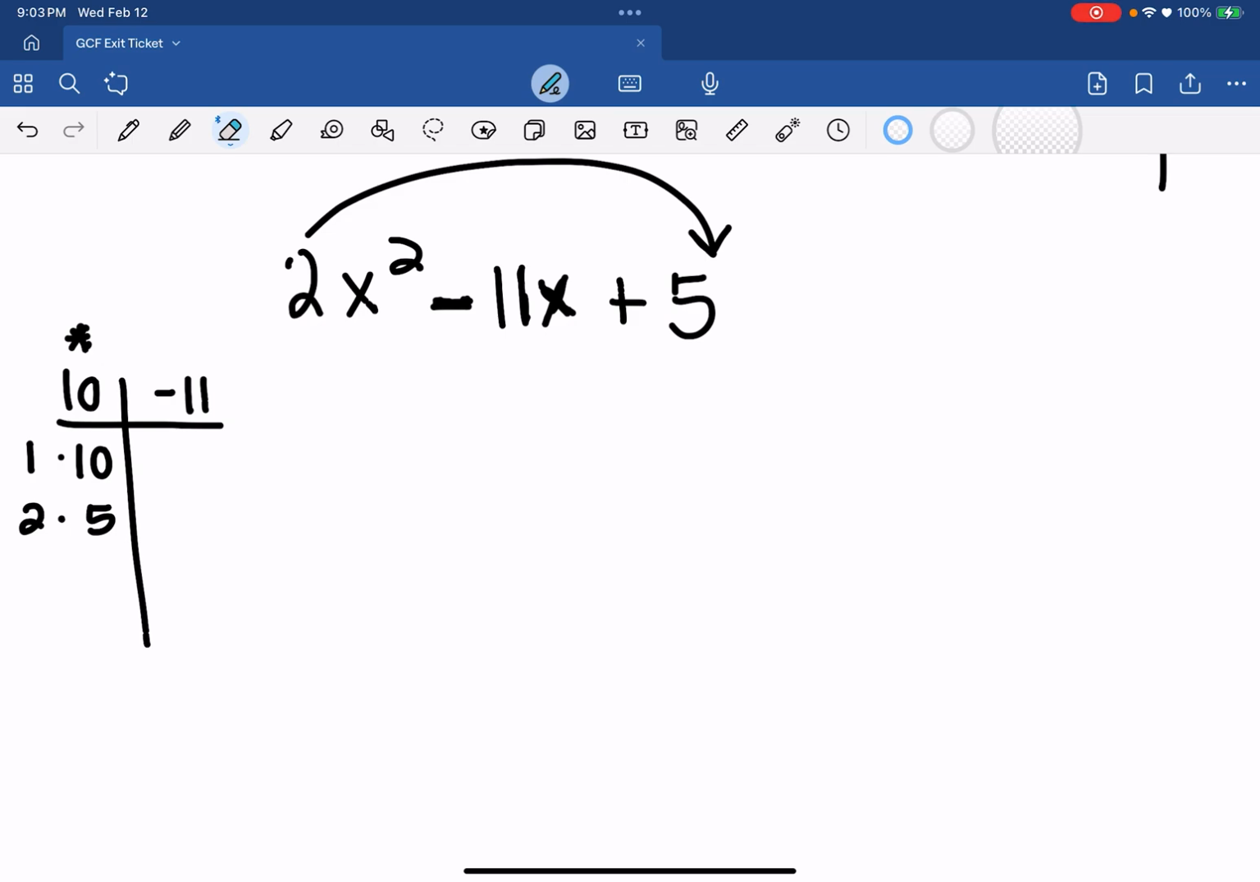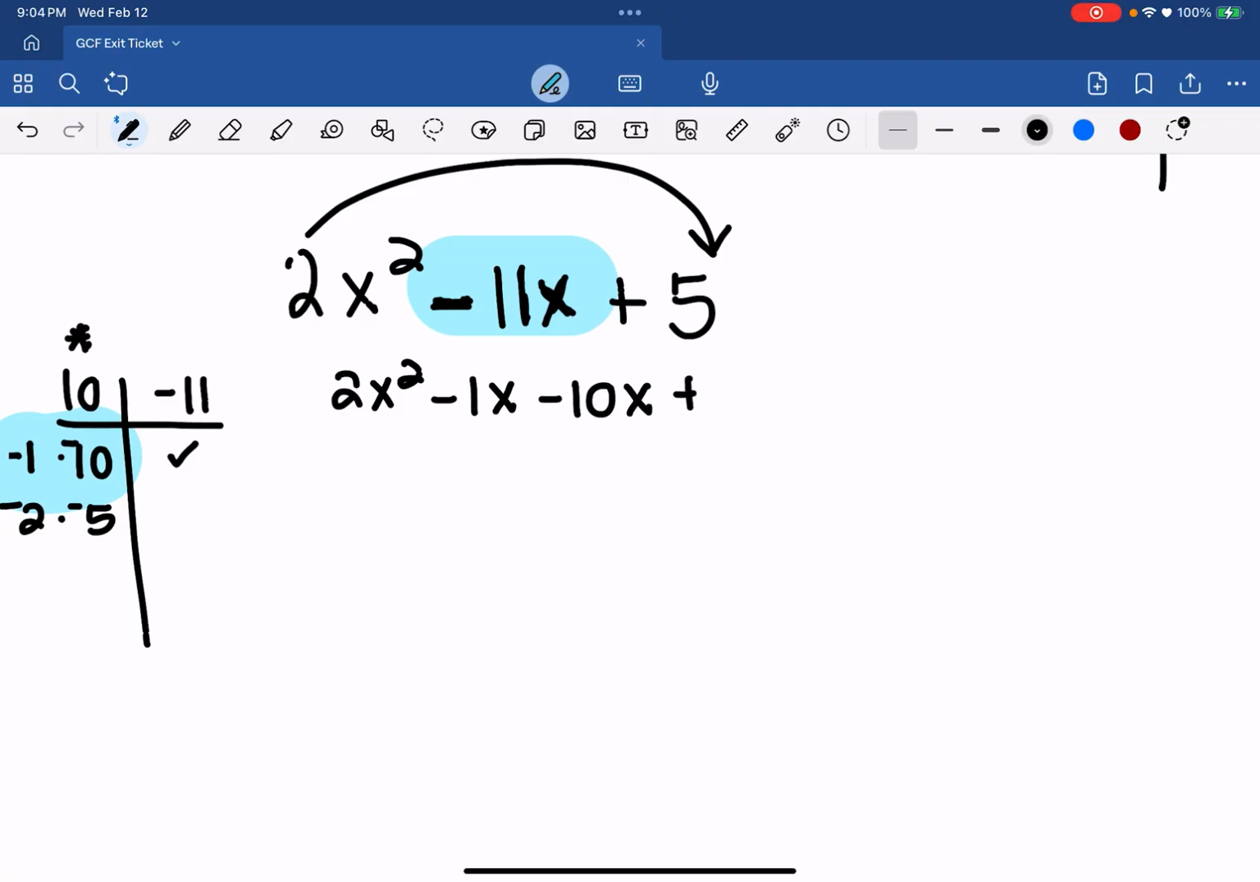Well, they're both positive right now. So in order to add to a negative 11, they both have to be negative, because I'm multiplying to a positive number. Well, the only one that's going to add to 11 is negative 1 and negative 10. So I'm going to rewrite negative 11x with negative 1x and negative 10x. Split it down the middle, find the greatest common factor.